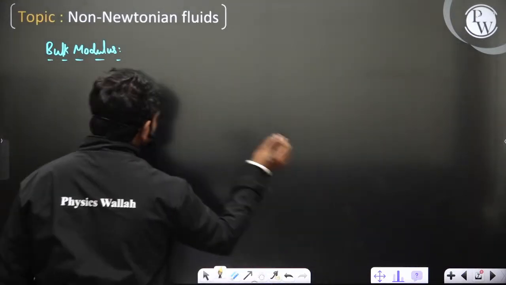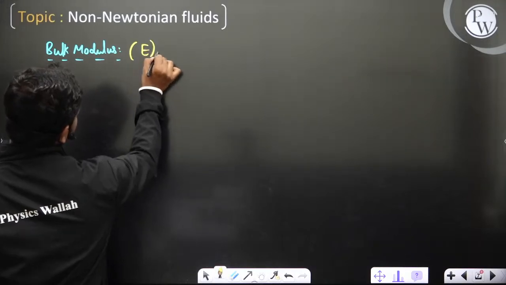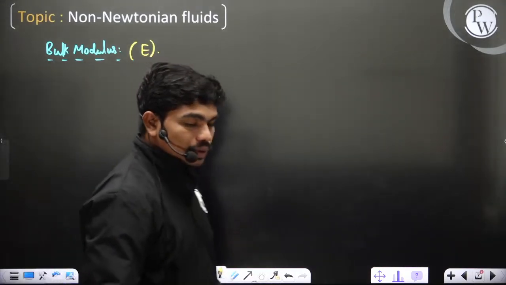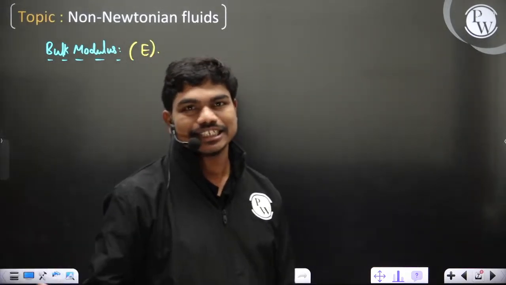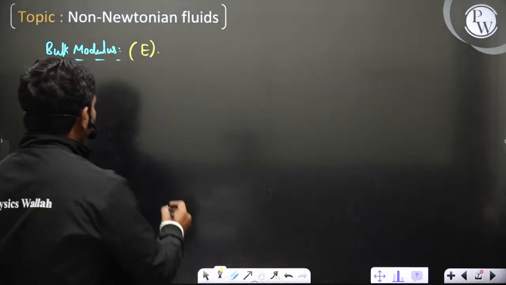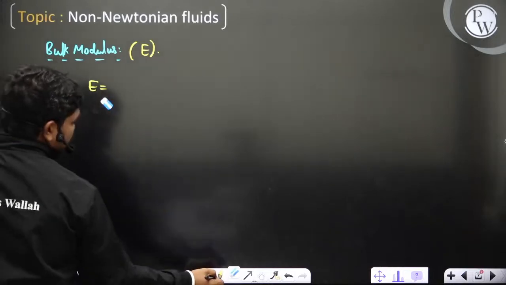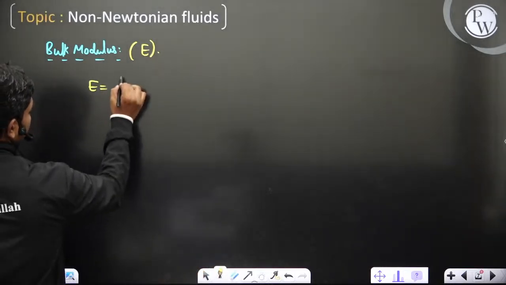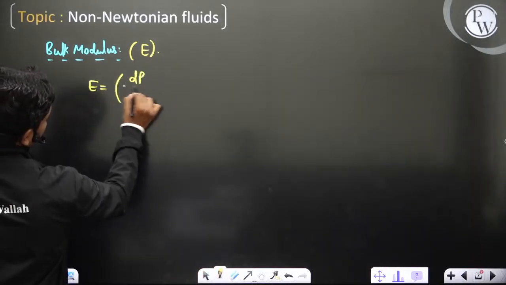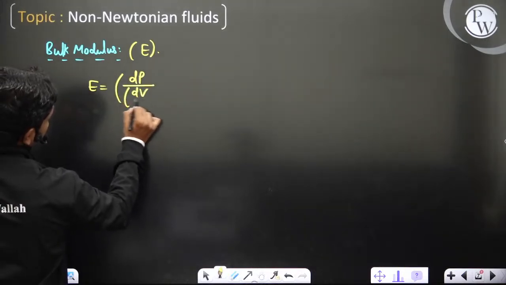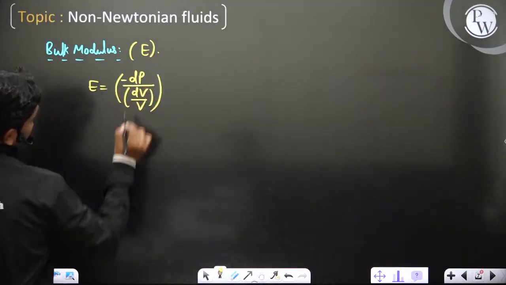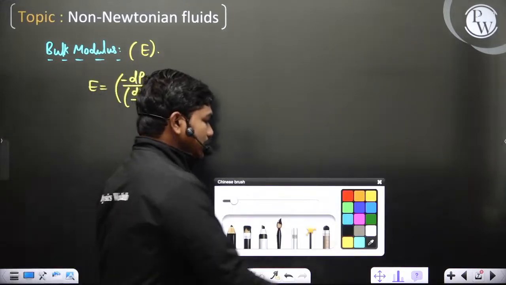Now this bulk modulus, normally we denote it with E, the elasticity modulus in general in fluids. This E is a measure of compressibility in one aspect. It is given by minus dP by dV by V, with a minus sign obviously. So why does this minus sign actually come out?